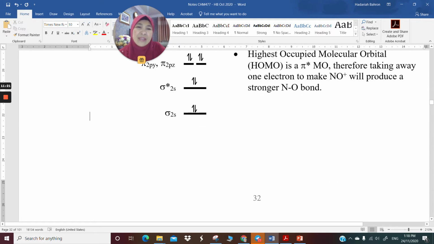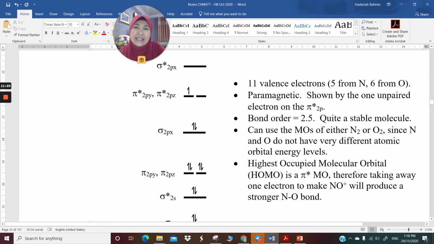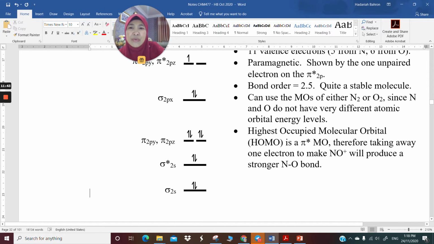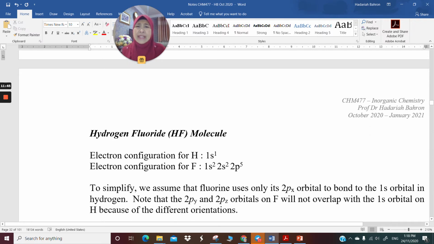So calculating the bond order will give you an idea how strong that species is going to be. And NO with the bond order of 2.5 is a weaker bond than NO plus because NO plus will have a bond order of 3. So I hope that is clear.